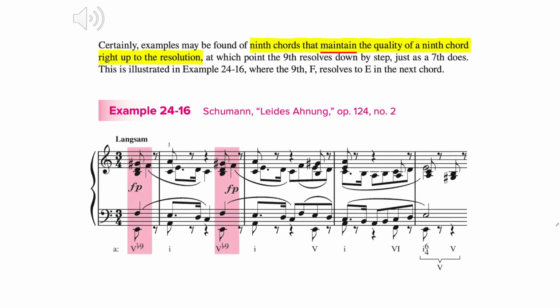And the analysis by Koska. In minor mode, and we show also in major mode, if the interval between the root and the 9th is minor, we show it as flat 9. If the interval is major 9, we show it only as 9. Let's listen to it once again.